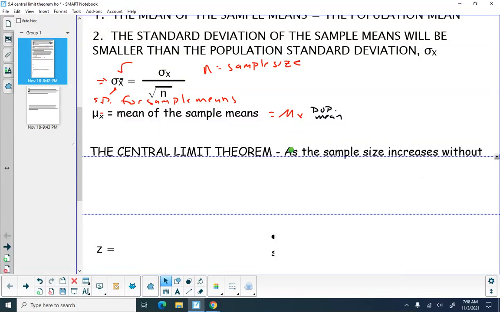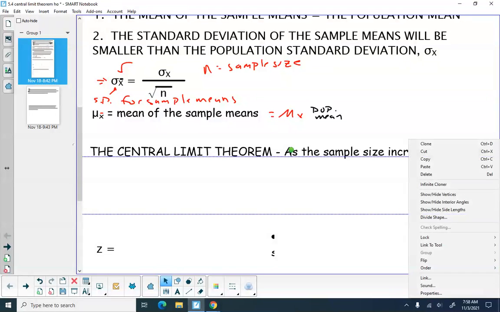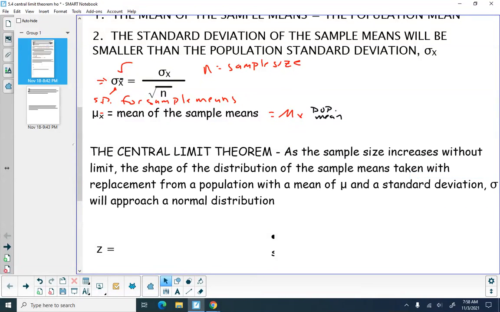The central limit theorem. As the sample size increases, the law of large numbers continues to come back. Without limit, the shape of the distribution of the sample means, taken with replacement from the population with a mean of mu and a standard deviation of sigma, will approach a normal distribution.